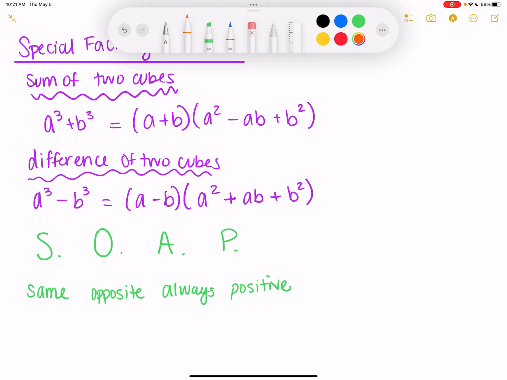And then the very last thing that should also basically be a review is factor by grouping.